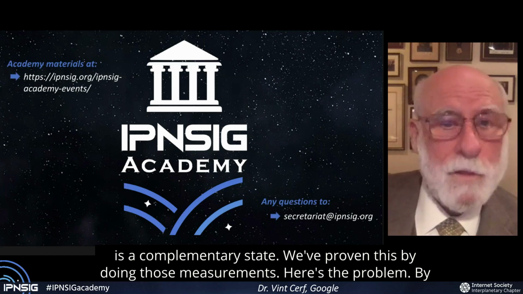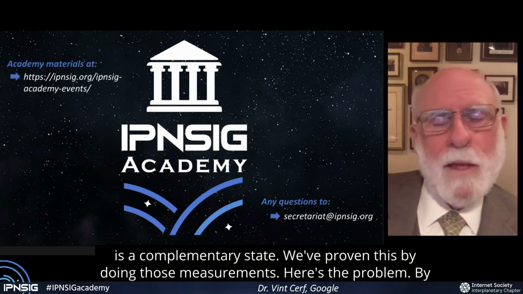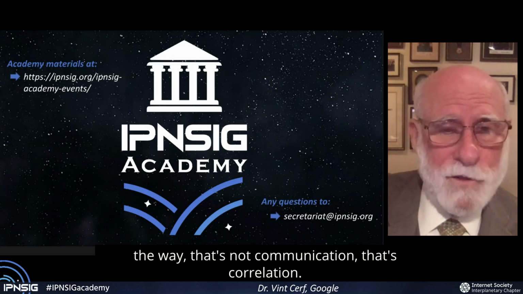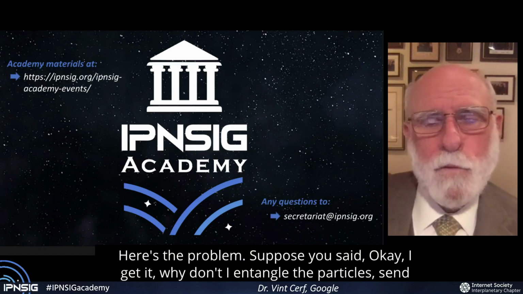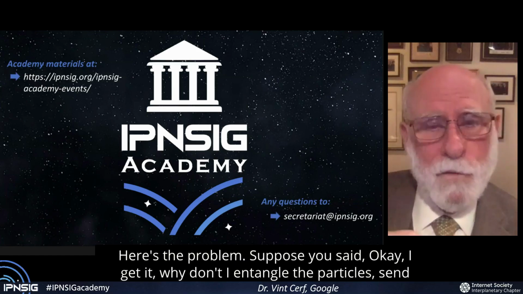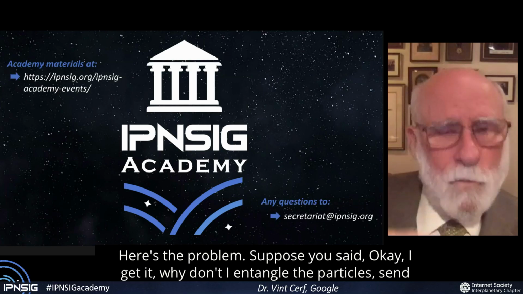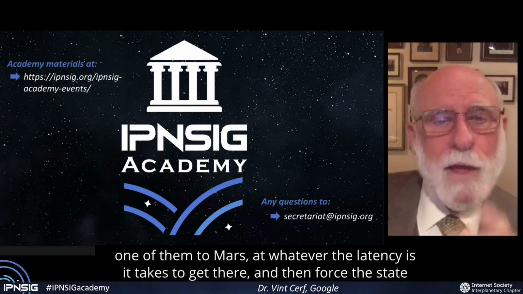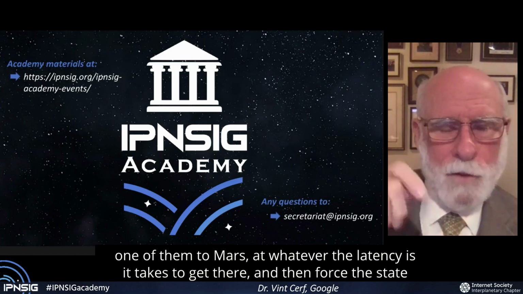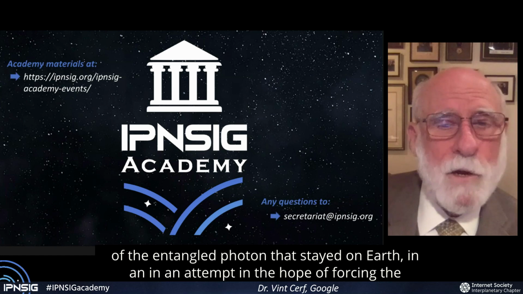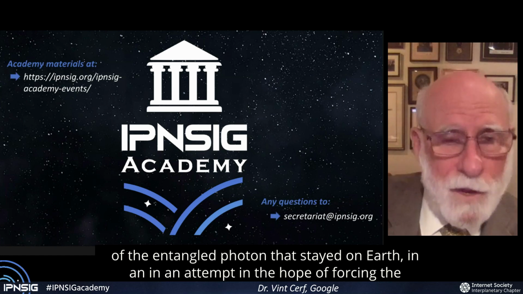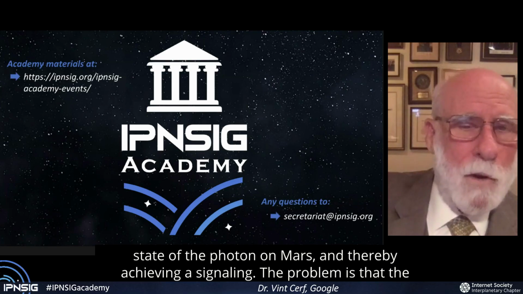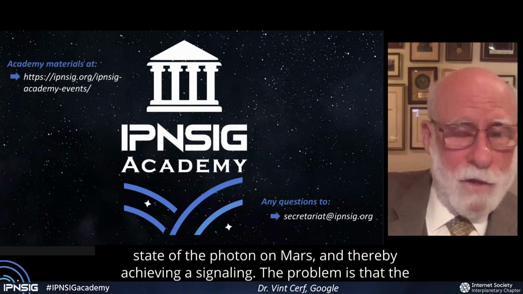We've proven this by doing those measurements. Here's the problem. If you had two entangled particles, that's not communication, that's correlation. Suppose you said, okay, I get it. Why don't I entangle the particles, send one of them to Mars, and whatever the latency is it takes to get there, then force the state of the entangled photon that stayed on Earth in the hope of forcing the state of the photon on Mars and thereby achieving signaling.